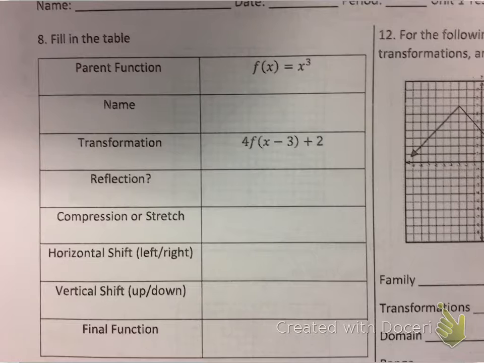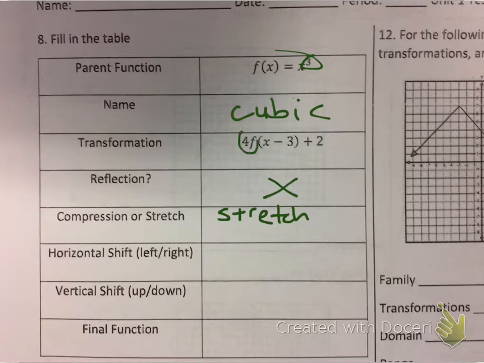Okay, so number 8, trying to get through this a little quicker. These are called cubic, when we see a cube root thing. Transformation, we can see here, is this a reflection? No, there's no negative in front. Compression or stretch, there's a stretch because the number 4 right here would make it a stretch. The -3 would go right 3.